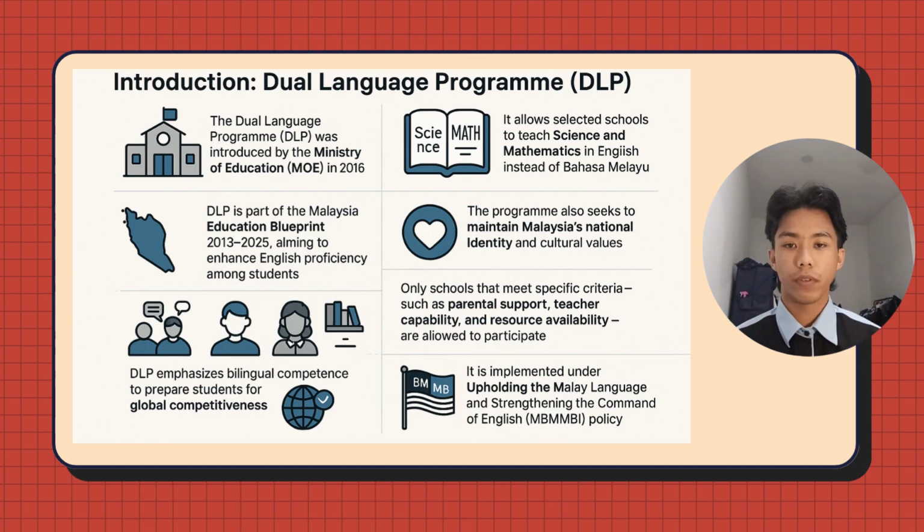So, the introduction for the dual language program, also known as DLP. DLP was introduced by the Ministry of Education in 2016. This program allows selected schools to teach science and mathematics in English instead of Bahasa Melayu. DLP is part of the Malaysia Education Blueprint 2013 until 2025, aiming to enhance English proficiency among students. The program also seeks to maintain Malaysia's national identity and cultural values.